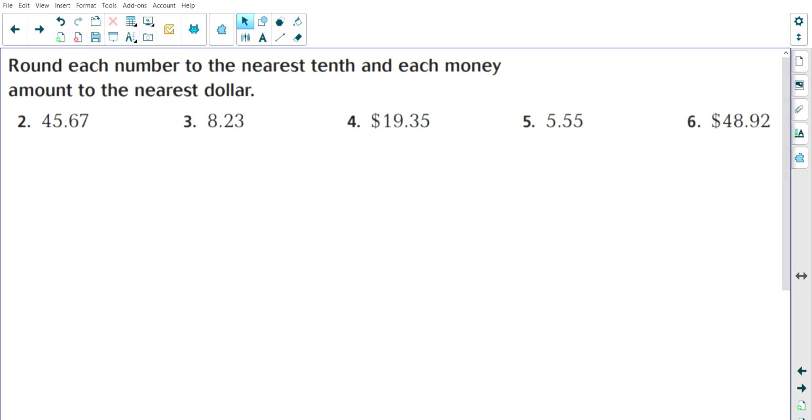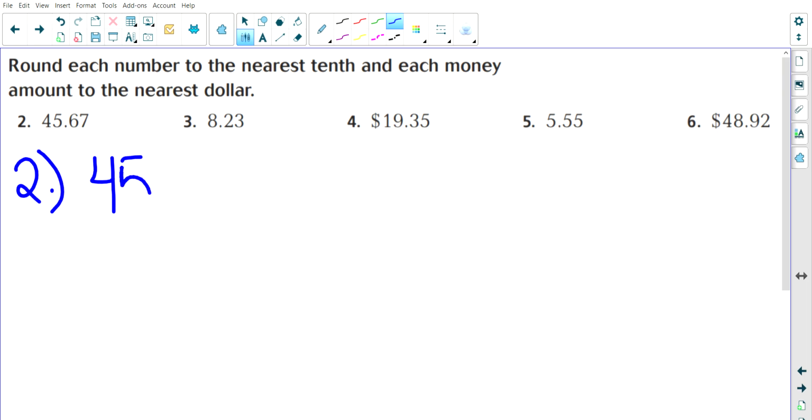All right, so for these next 2 through 6, we're going to round each number to the nearest tenth and each money amount to the nearest dollar. So when we're dealing with money, don't let the dollar sign fool you. The dollar sign is just a symbol, so just treat the number as usual like a decimal. However, rounding to the nearest dollar is the same thing as rounding to the nearest whole number. So we're going to underline the ones place for dollar amounts for these instructions. And for the ones that are just decimals, they've asked us to round to the nearest tenth. So that's going to be the number that is right behind the decimal point.